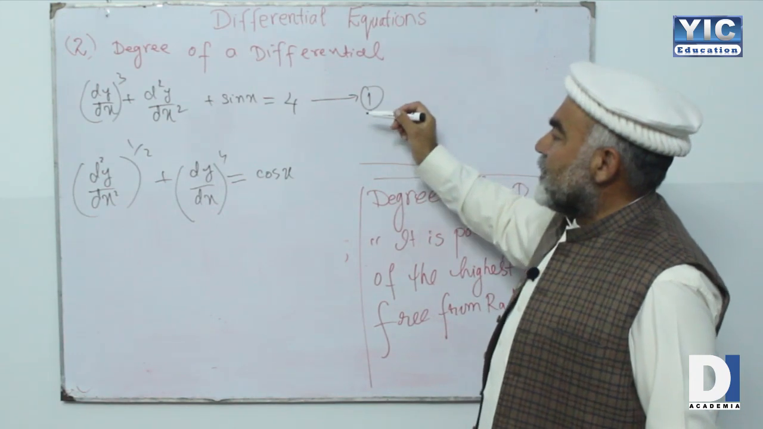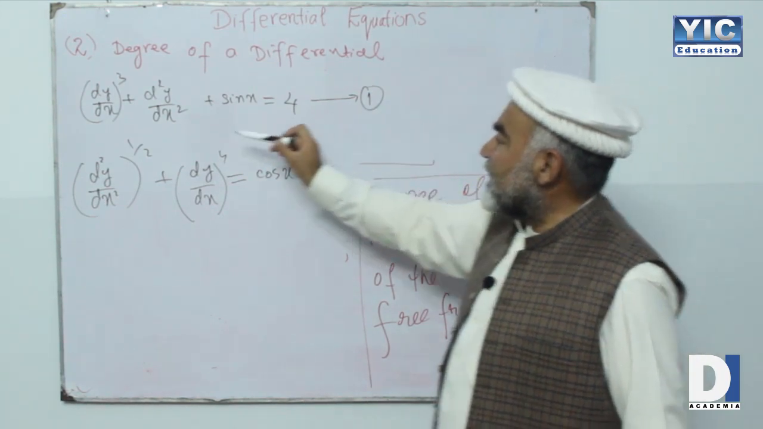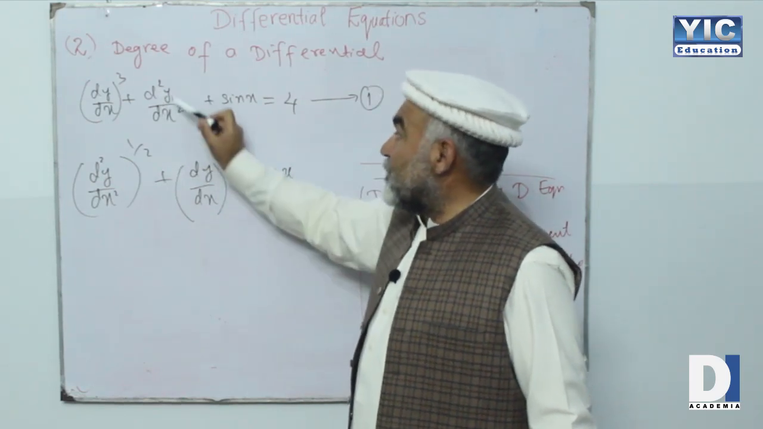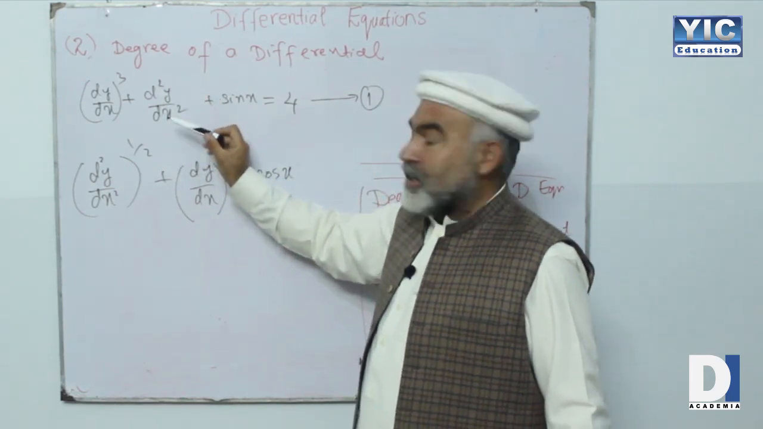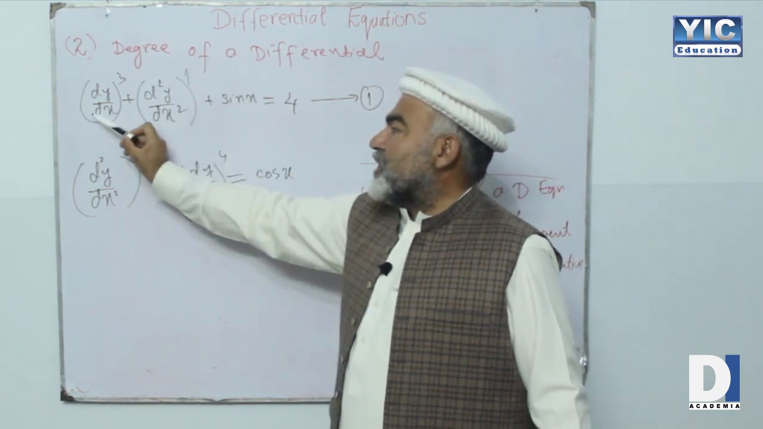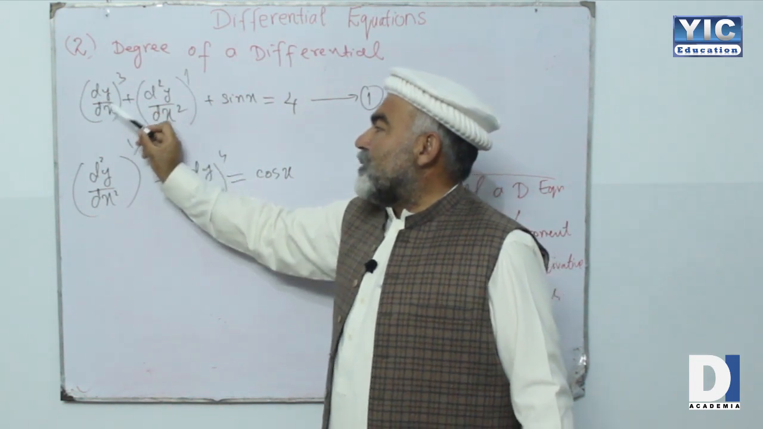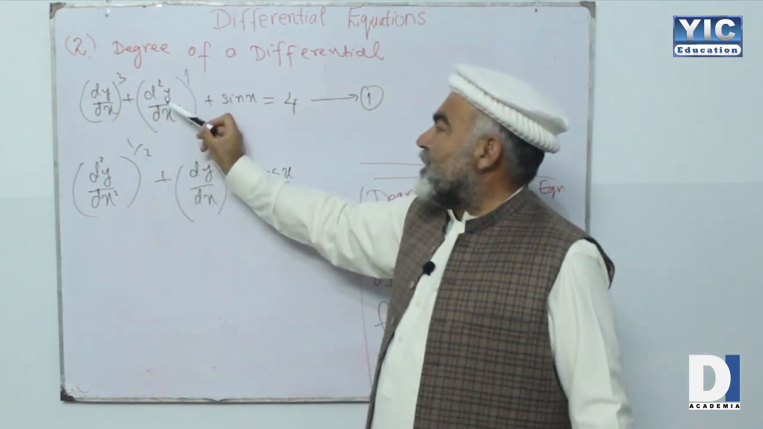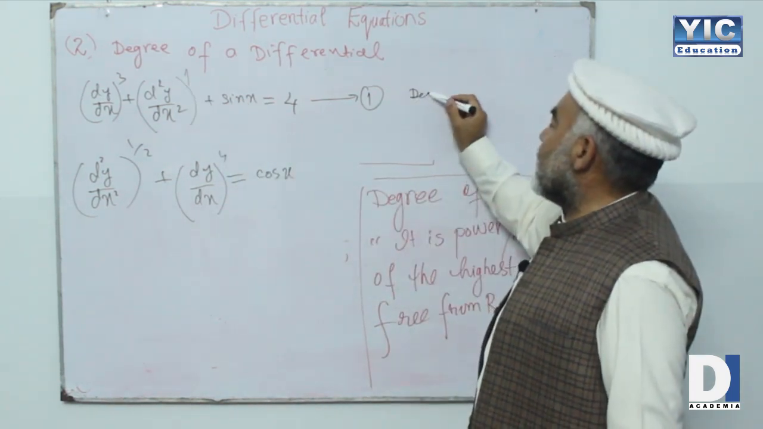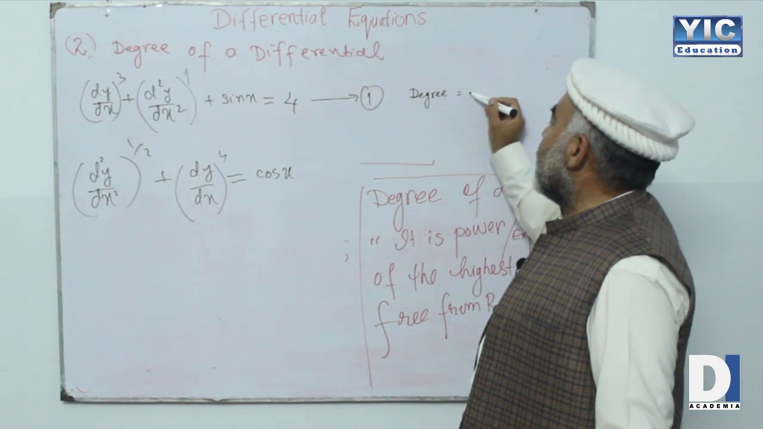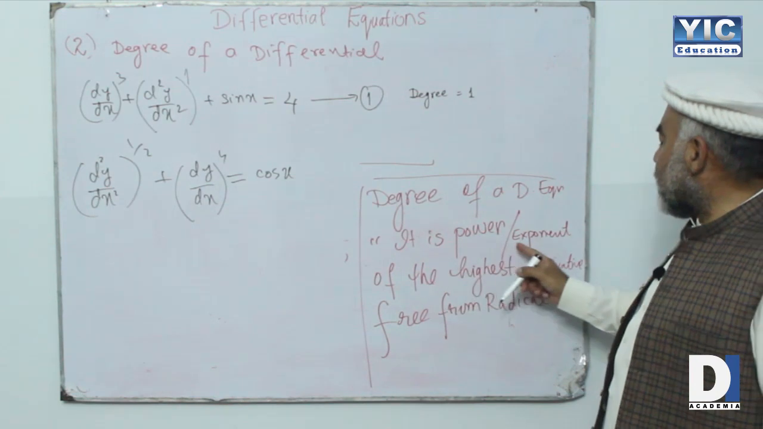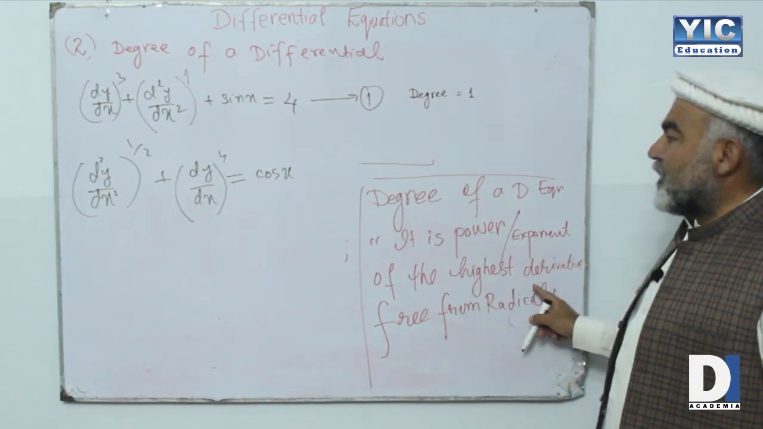The degree of this differential equation, we just focus on what is the order, or what is the highest derivative. Here the highest derivative is d square y by dx square. So you will take the exponent of this, not the exponent of dy by dx, because dy by dx is not the highest derivative. So this is the highest derivative and its power is 1. So here its degree is 1.